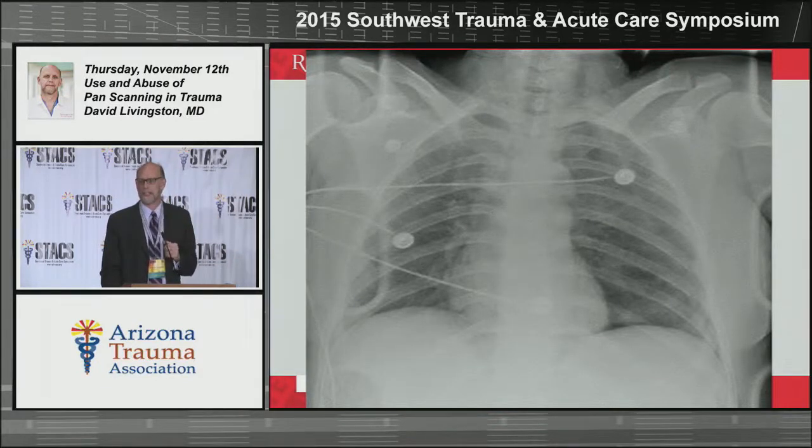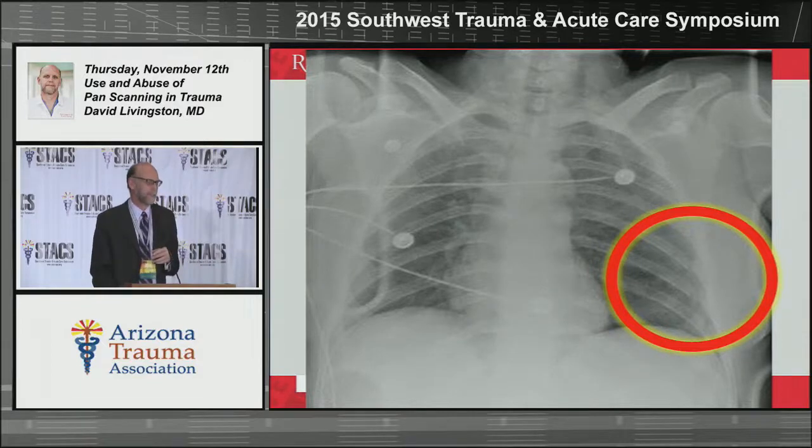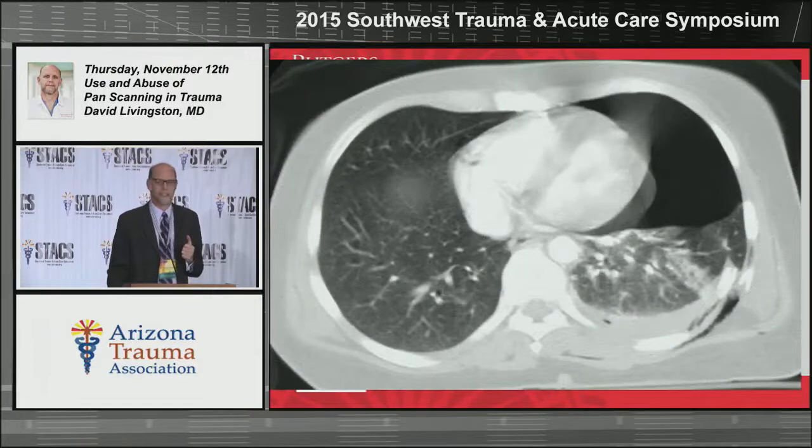So this is a chest x-ray, which looks pretty darn good. If you really look close, you'll see that, lo and behold, there's a couple of rib fractures there. Not all that displaced, right? And I've looked at this film over and over again and showed it to a lot of different people. It looks pretty good, doesn't it? Right? And here's her CT scan.